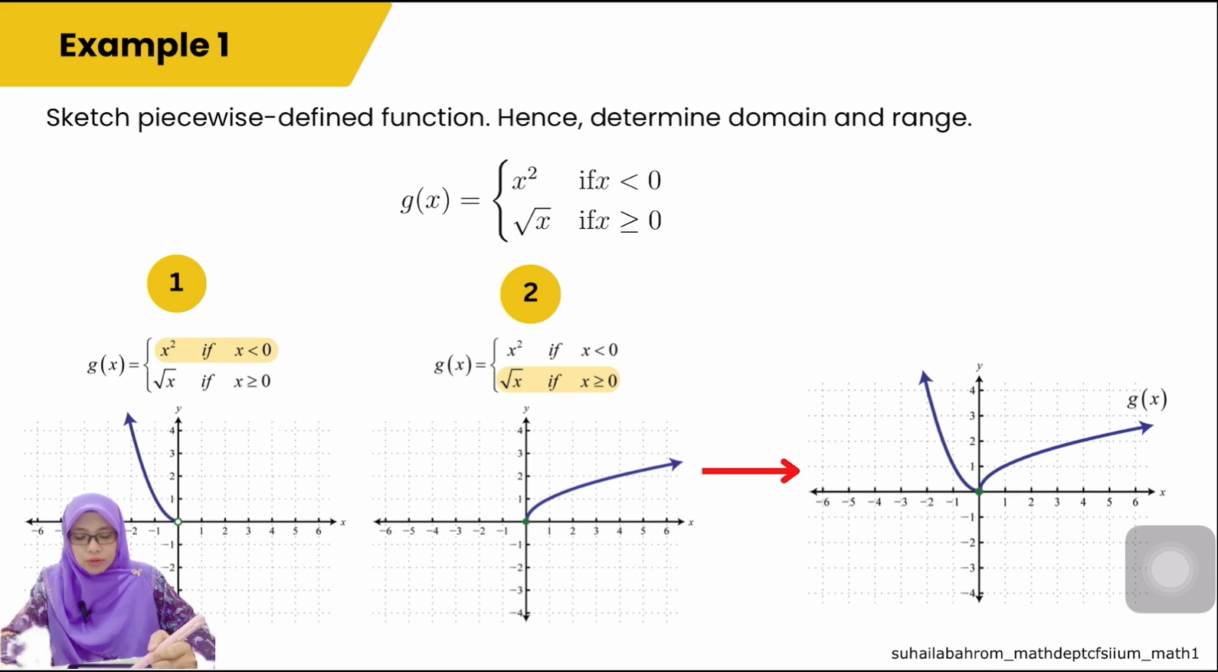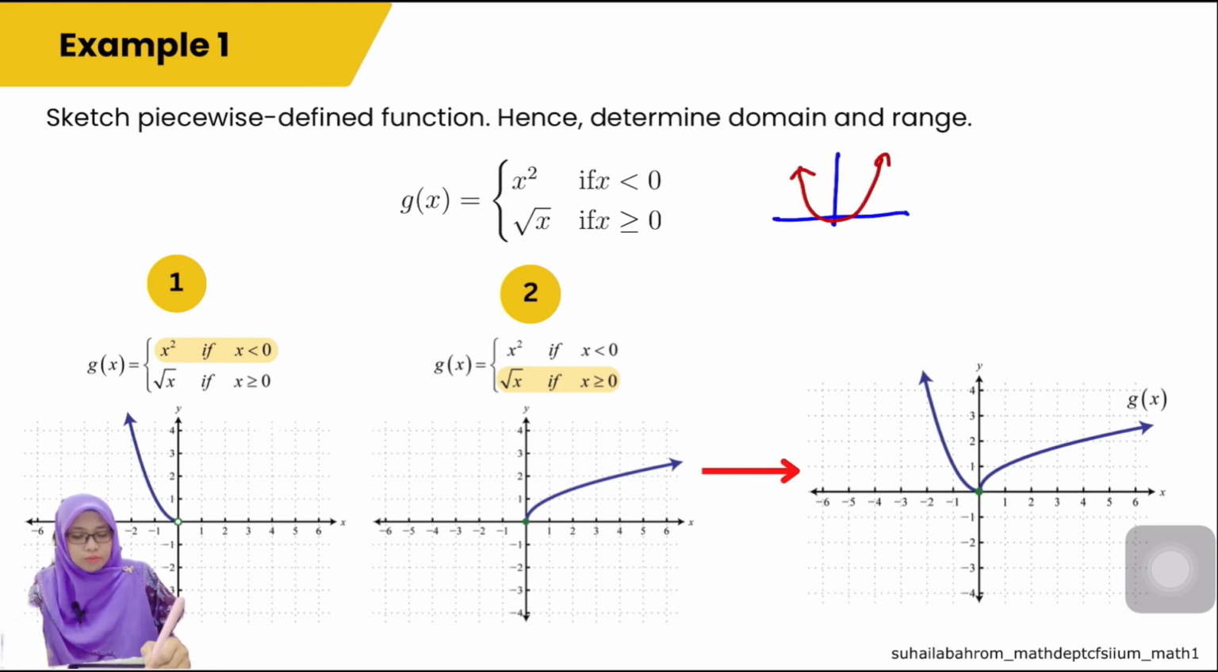Now, how can you sketch the graph of the function g(x)? In the end, you have to sketch the graph of the function g(x) on the same axis. So how to sketch the graph? First we have to look at the function x squared here. We have a quadratic. In general, this is how the quadratic graph looks like.